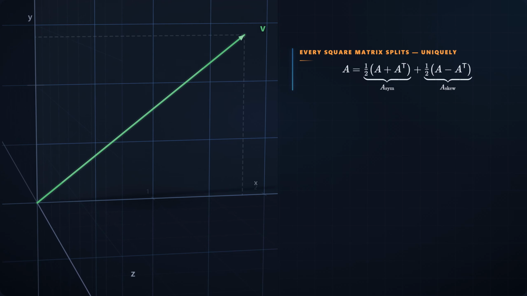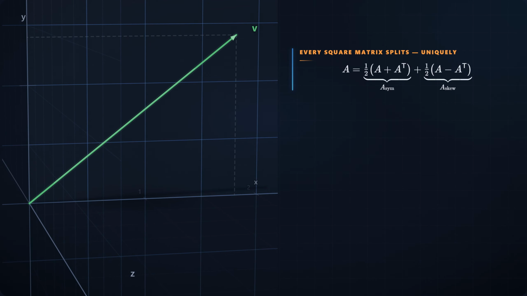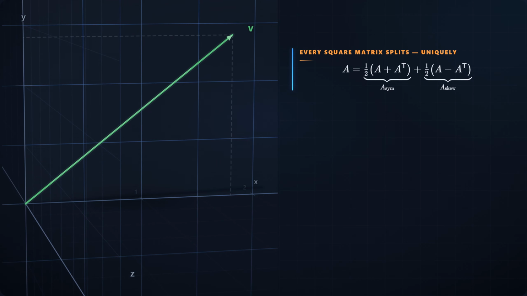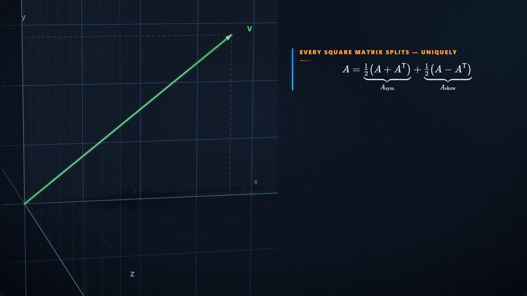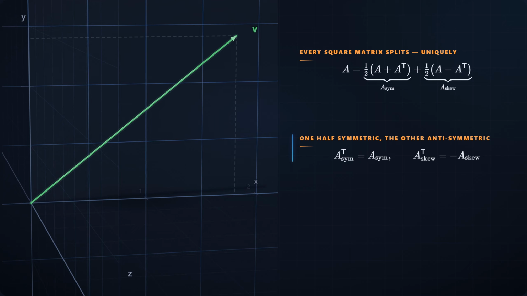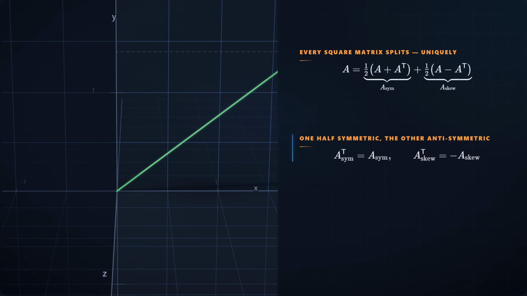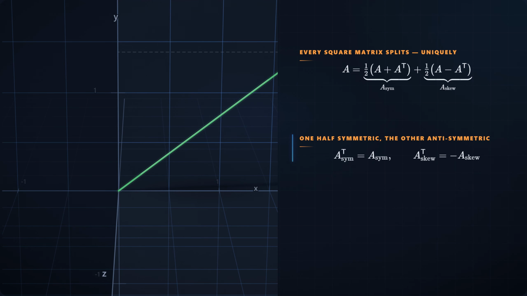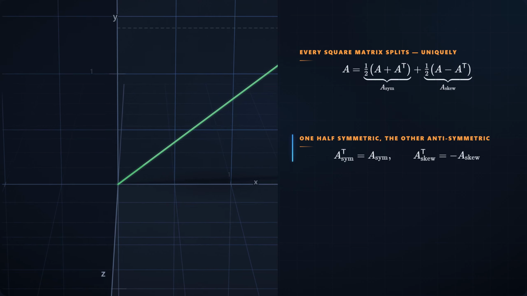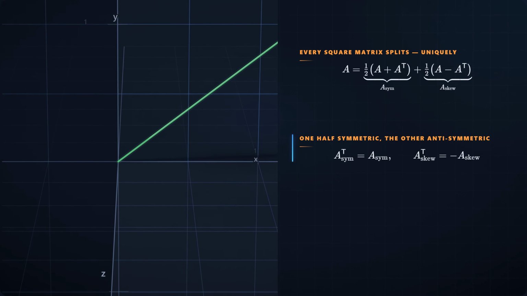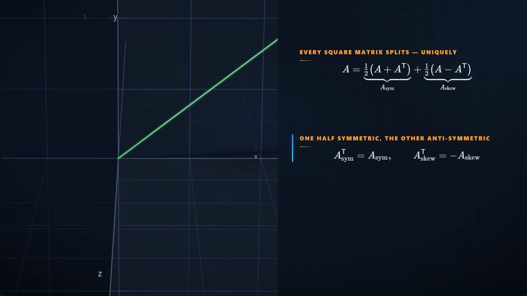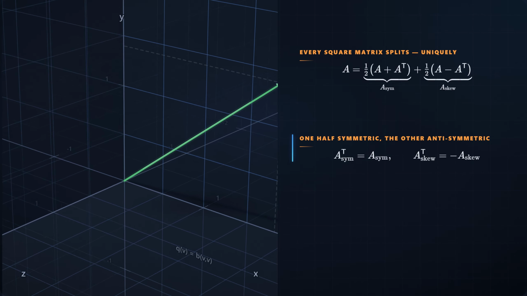Precisely. Transpose the first half and it's unchanged. Transpose the second, and it flips sign. So one is genuinely symmetric, the other genuinely antisymmetric, and their sum rebuilds A. Now feed the same vector into both slots. Both slots the same, that's the quadratic form, B of V with itself. Why should the split matter there?